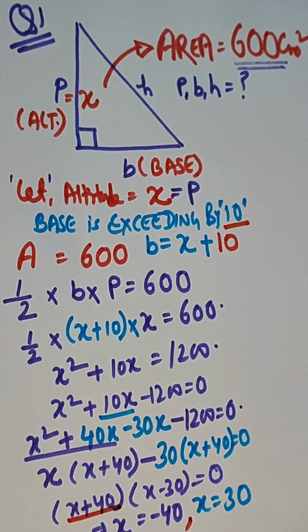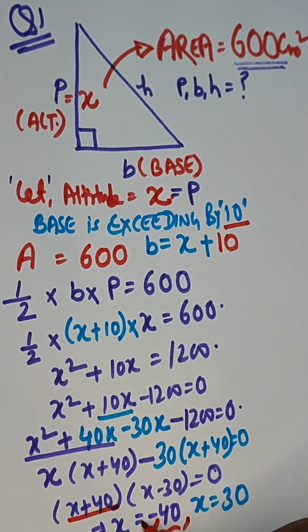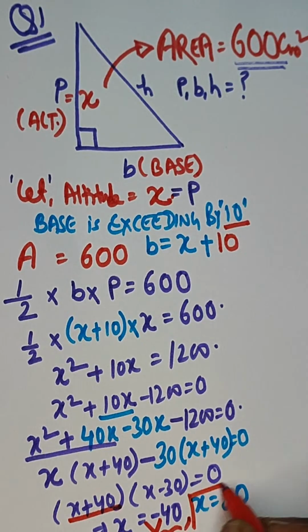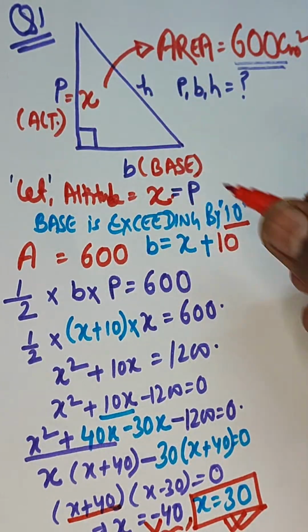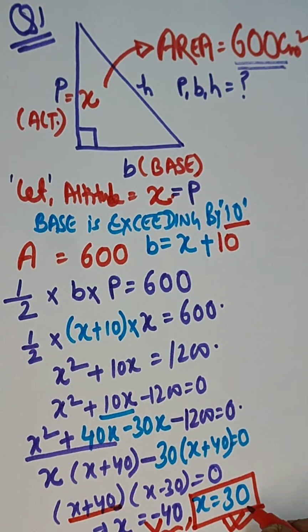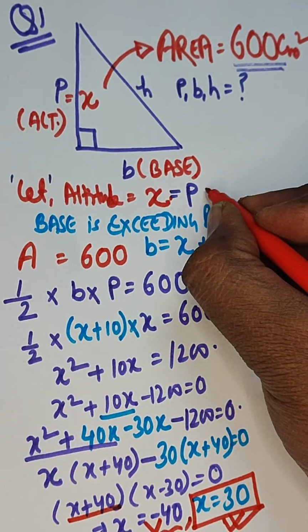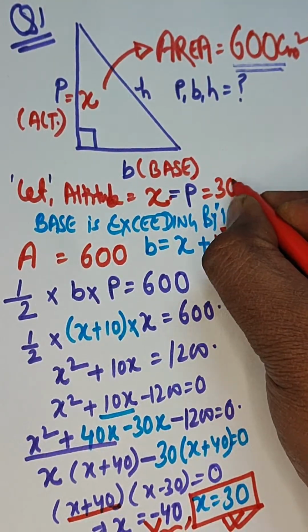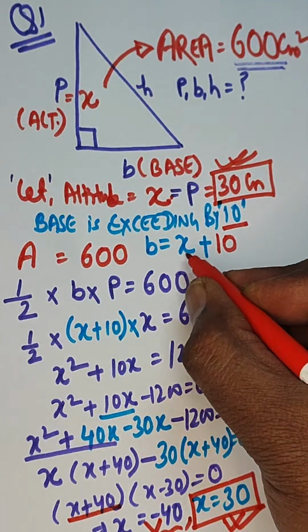Tell me, my dear friends, can we have some length in negative? Never. So x equal to minus 40 will not be the right answer, but we will take x equal to 30. This will be the right answer because this is the positive value, and the length of any triangle cannot be negative. So x was assumed for the perpendicular, the altitude. With this we can say that the altitude, one of the dimensions, is calculated, and that is equal to 30 centimeter. And this is done. Now what is the base? Base is x plus 10.